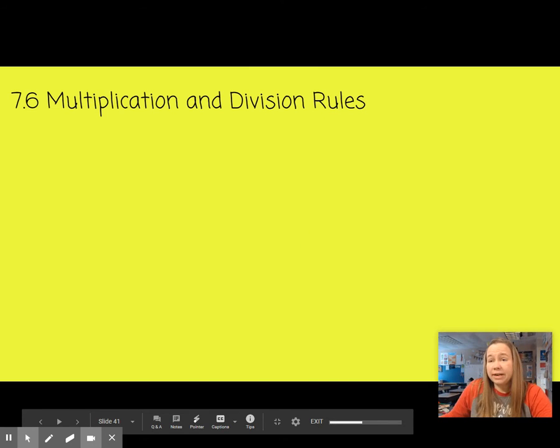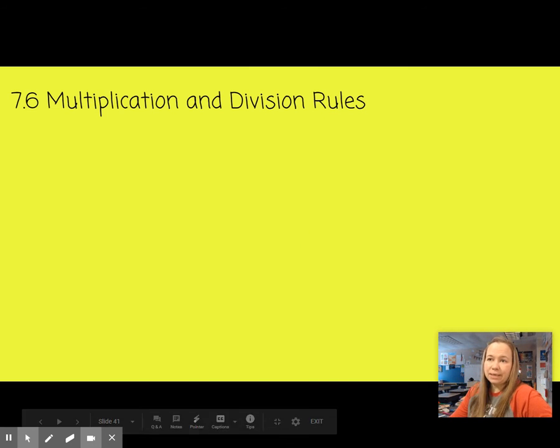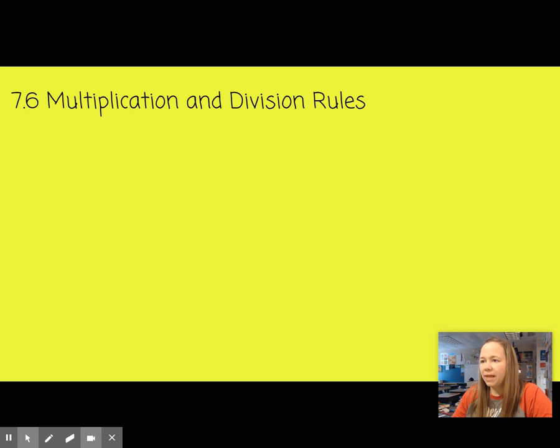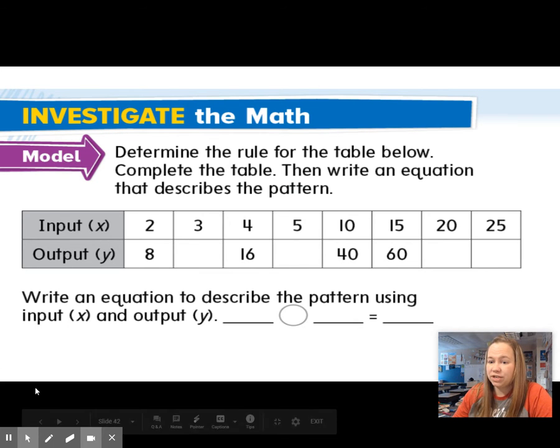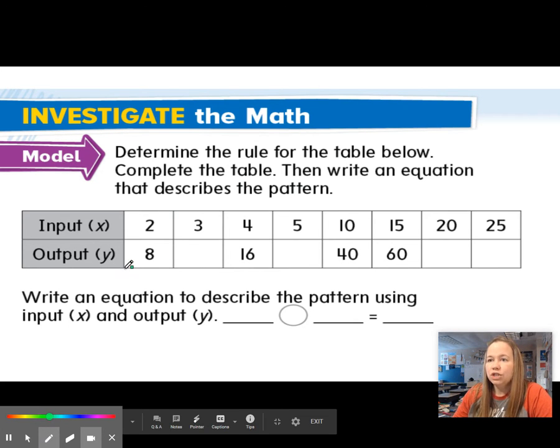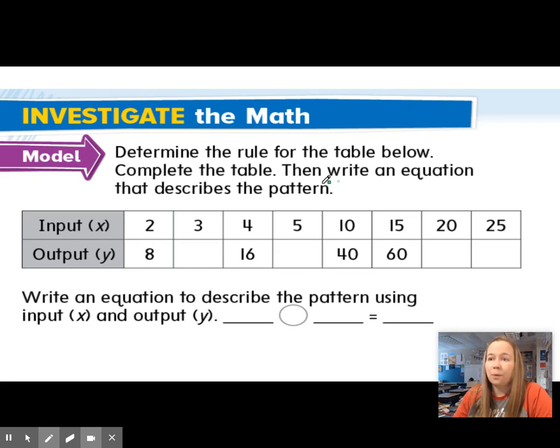Hey there! We're ready to learn lesson 7.6, multiplication and division rules. It's a lot like what we did yesterday, except that yesterday we did addition and subtraction rules, and today we're going to do multiplication and division. So, determine a rule for the table below. Complete the table and write an equation that describes the pattern.